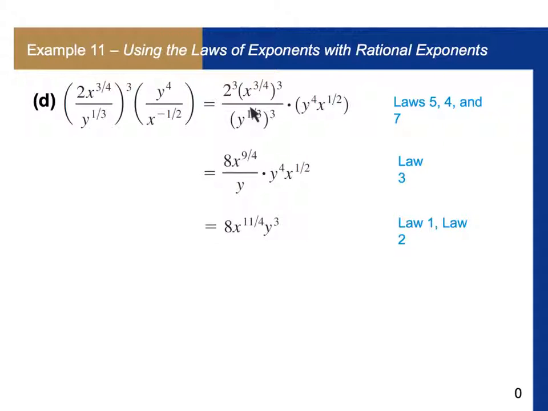Okay, so 2 cubed is 8. x to the 3/4 cubed, I multiply to get x to the 9/4. y to the 1/3 cubed is just y to the 1, because 1/3 times 3 is 1.